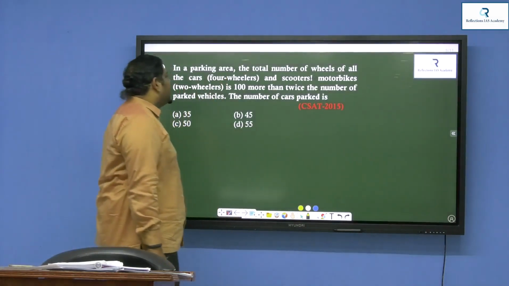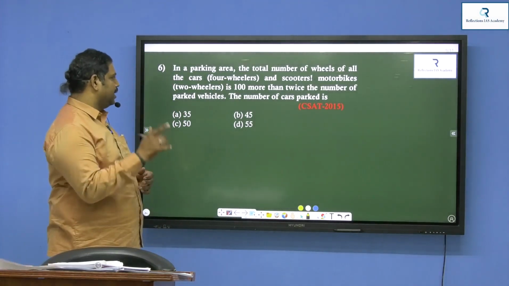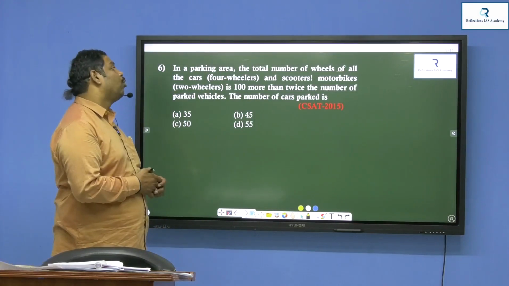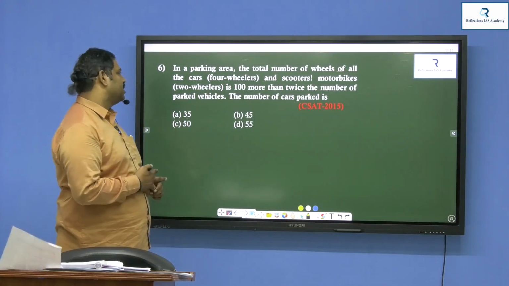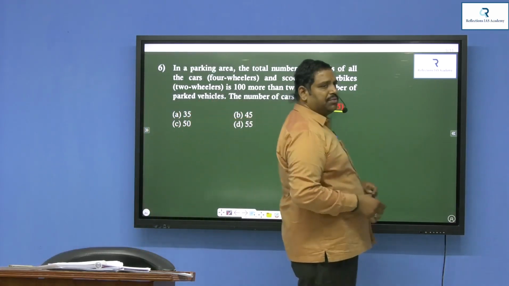In a parking area, the total number of wheels of all the cars, that is 4-wheelers, and scooters, that is motorbikes, 2-wheelers, is 100 more than twice the number of parked vehicles. The number of cars parked is. It is a CSAT 2015 question.